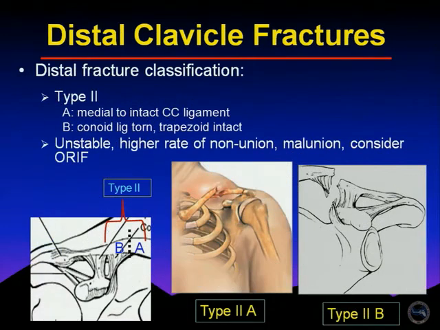The type 2s are the most common, or the most commonly associated with problems. They can either be medial to an intact CC ligaments, which would be a 2A as you see here, or between the ligaments as you see here, which would be type 2B. Basically, it ends up like a functional AC dislocation, and they are unstable. They have a higher rate of non-union, malunion, and these are the types of fractures that typically in an active patient we would consider for operative fixation.